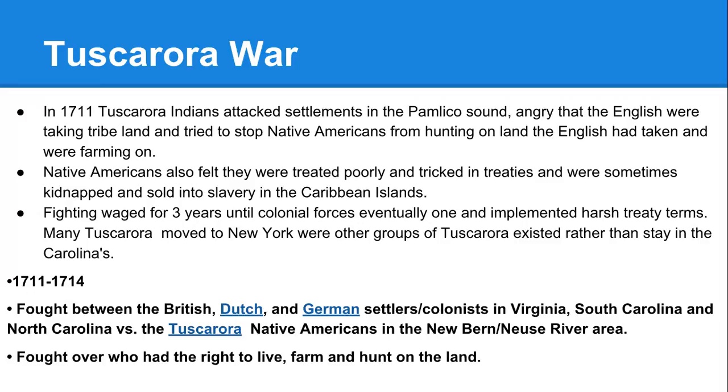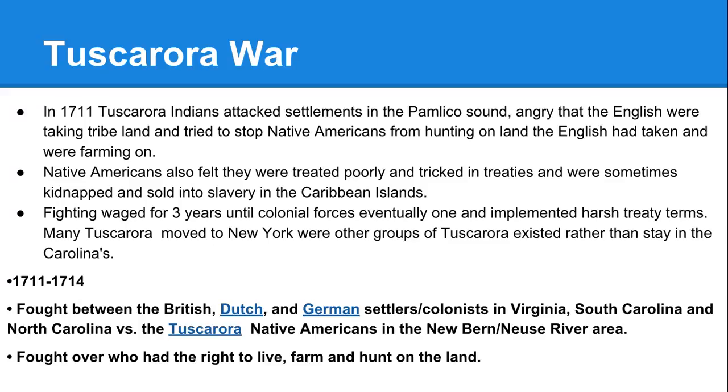Native Americans also felt they were treated poorly and tricked into treaties and were sometimes kidnapped and sold into slavery in the Caribbean islands. So the Native Americans are upset over poor treatment, deceptive treaties, and being sold into slavery. Fighting went on for 3 years until colonial forces came in, implemented harsh treaty terms, and basically took over. They had better weapons, stronger forces, bigger numbers than the Tuscarora, and forced the Tuscarora to basically give up and accept very harsh treaty terms.